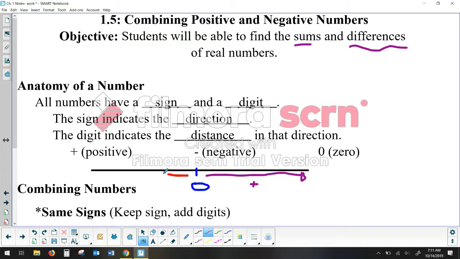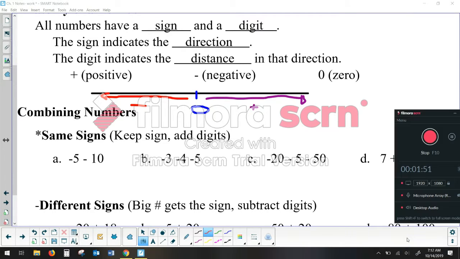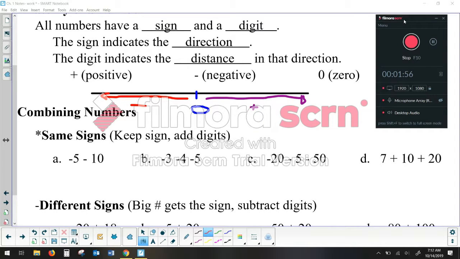The other sign we have is negative, and that negative number tells us we're going to the left of 0. And again, the digit tells us how far away we're going from 0. Okay? All right. Give you a second to finish writing that down.